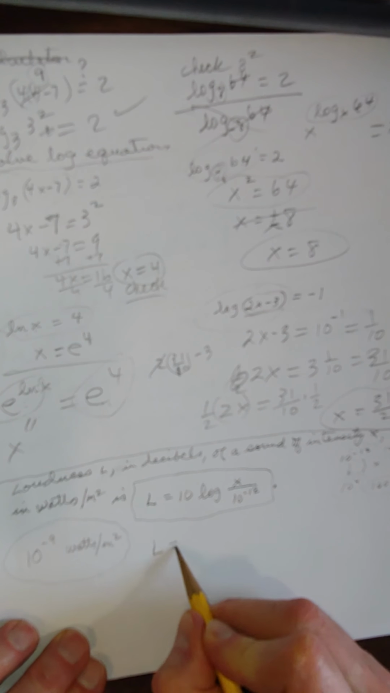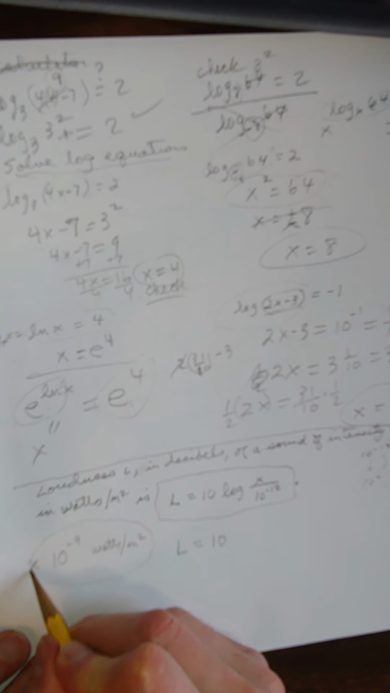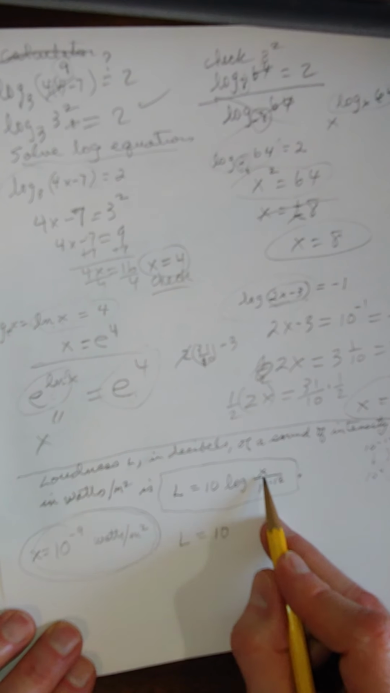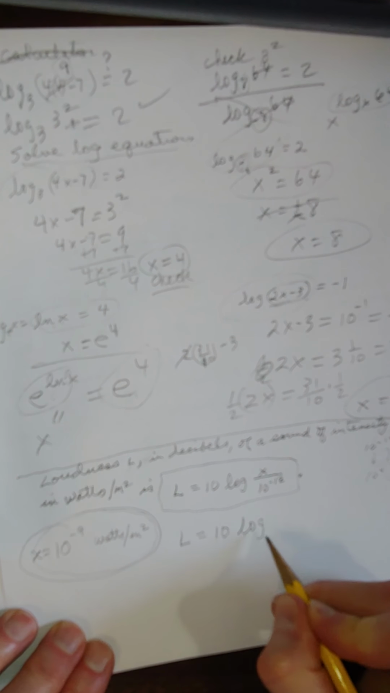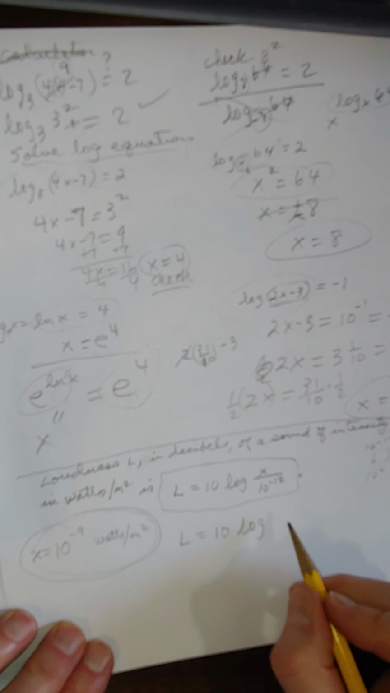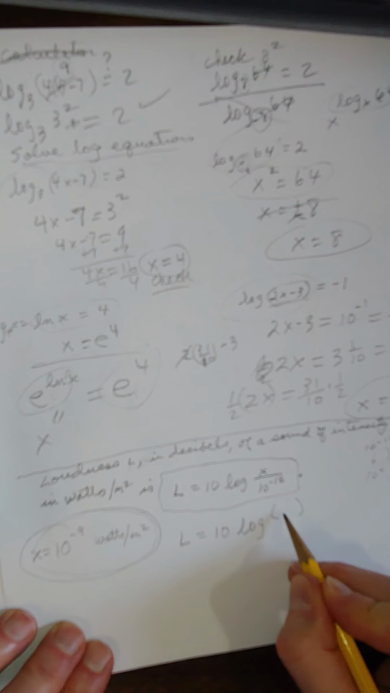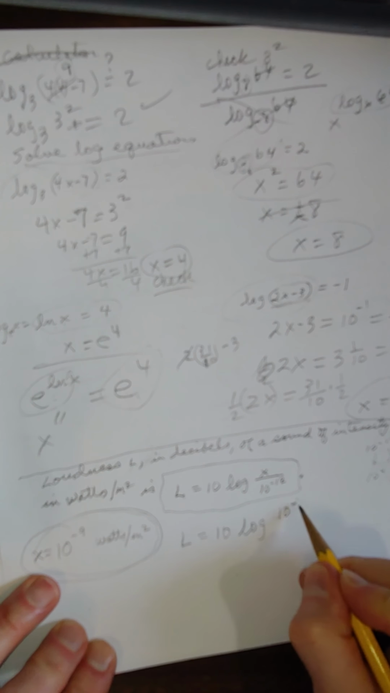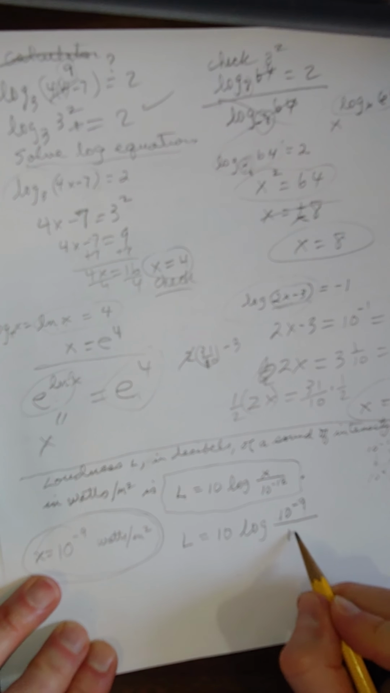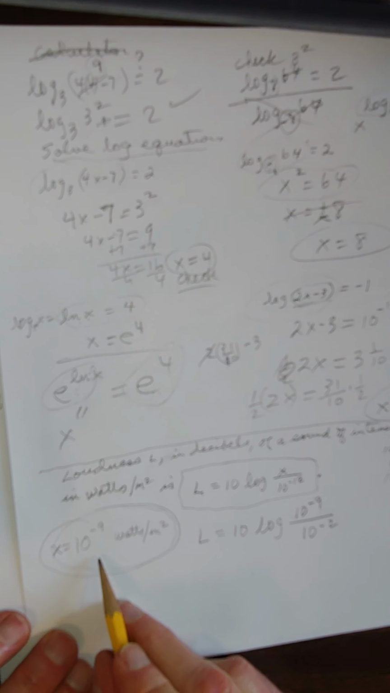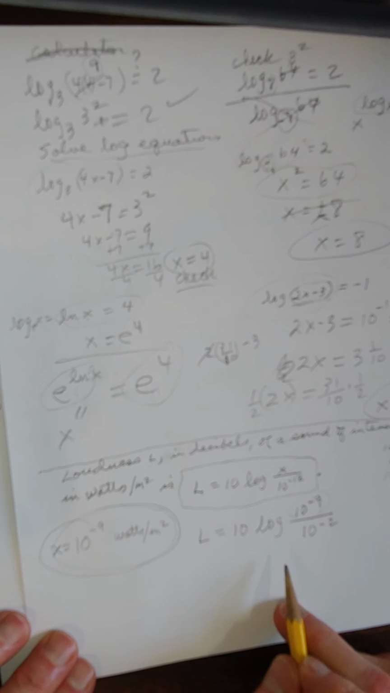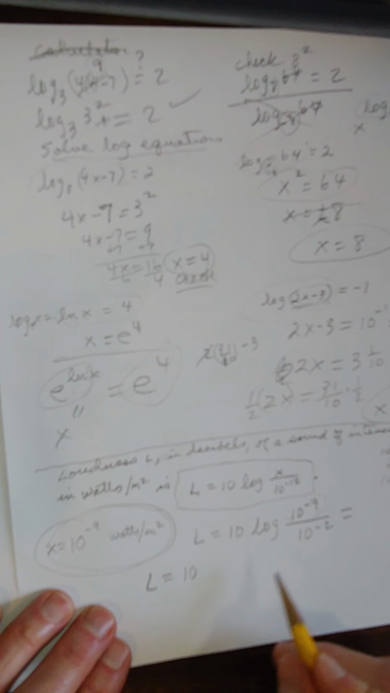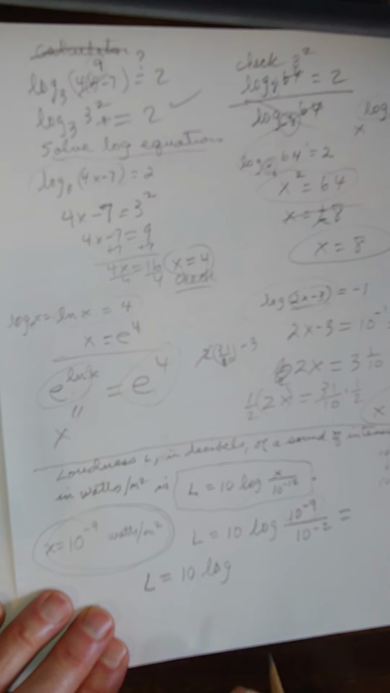Remember, the L is in decibels. So L in decibels equals 10 times log, the common log. Remember, there's a base 10 here, which is not written, of X, which is the sound intensity, so we're going to plug that X in right there. We're going to plug in 10 to the negative 9th over 10 to the negative 12th. So notice what I did. They gave me the watts per meter squared, so I plugged it into the formula. So the loudness in decibels is 10 times the common log, base 10.